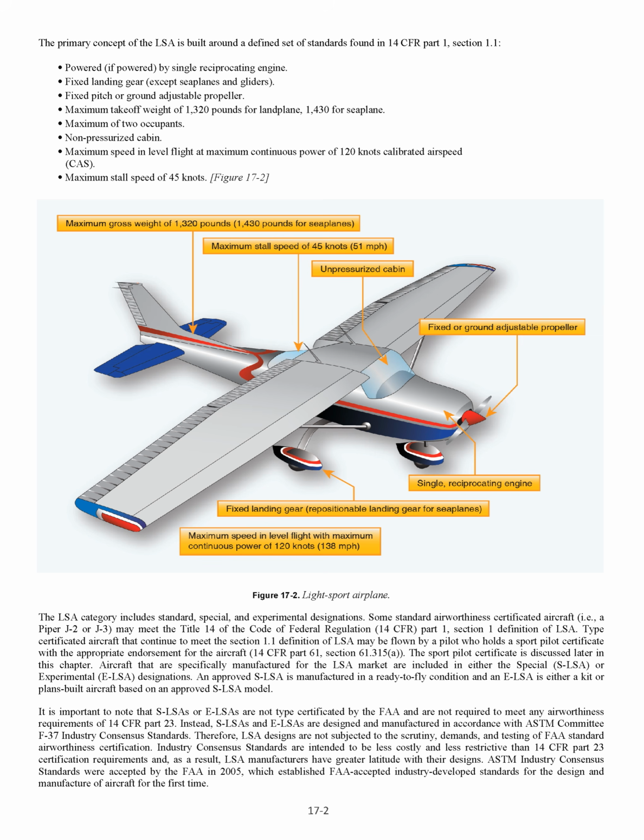The LSA category includes standard, special, and experimental designations. Some standard airworthiness certificated aircraft, i.e., a Piper J2 or J3, may meet the Title 14 of the Code of Federal Regulations, 14 CFR, Part 1, Section 1.1 definition of LSA. Type certificated aircraft that continue to meet the Section 1.1 definition of LSA may be flown by a pilot who holds a Sport Pilot Certificate with the appropriate endorsement for the aircraft, 14 CFR Part 61, Section 61.315(a). The Sport Pilot Certificate is discussed later in this chapter.